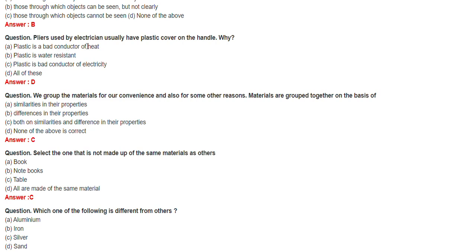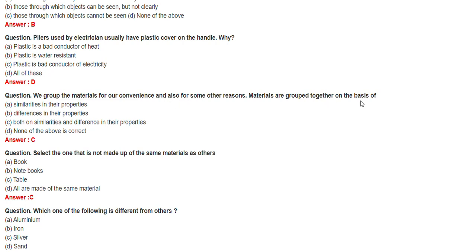Pliers used by electricians usually have a plastic cover on the handle. Why? Plastic is a bad conductor of heat. Plastic is water resistant. Plastic is a bad conductor of electricity. So, we group the materials for our convenience and also for some other reasons.